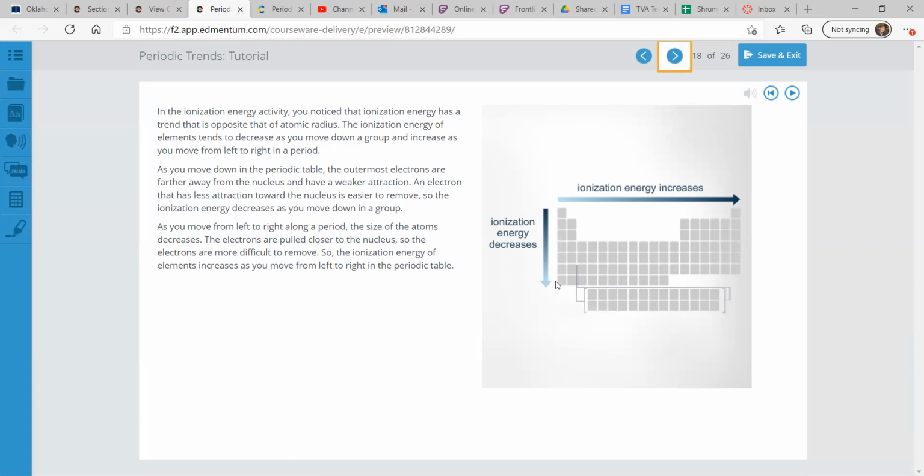So down a group, electrons are further away from the nucleus, experiencing a weaker attraction. And that means it's easier just to take it away from it. So it goes down. But as you move from left to right across a period, the electrons are pulled closer to the nucleus, making it harder to take away.